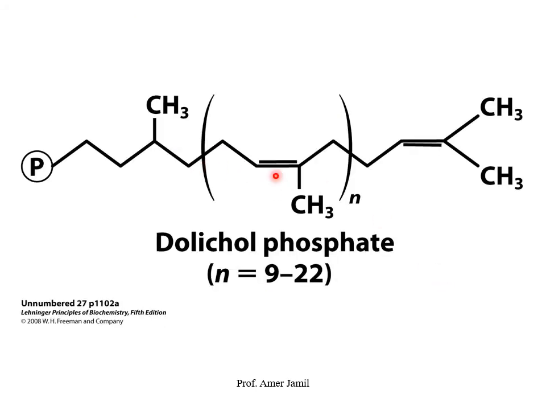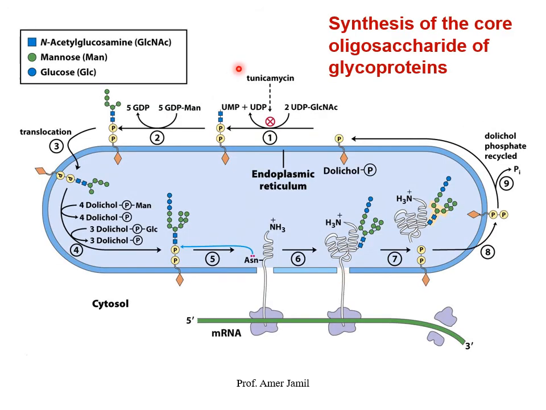This is a dolichol phosphate having varying N number. This is important for post-translational modification in one case, as I will mention here. Here, in this case, there is a synthesis of the core oligosaccharide of glycoproteins. So in eukaryotic cells, once again, this is messenger RNA, and as I mentioned in the previous slides, this is how the protein is transported inside the endoplasmic reticulum.